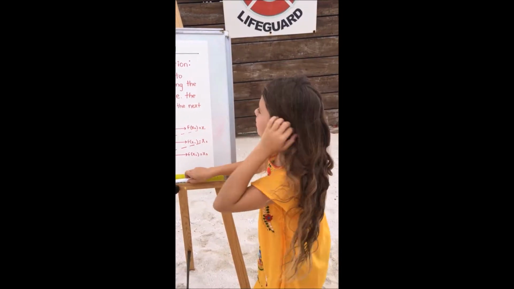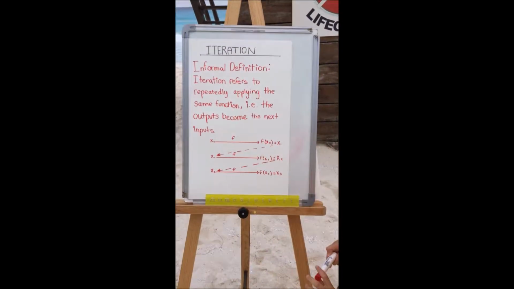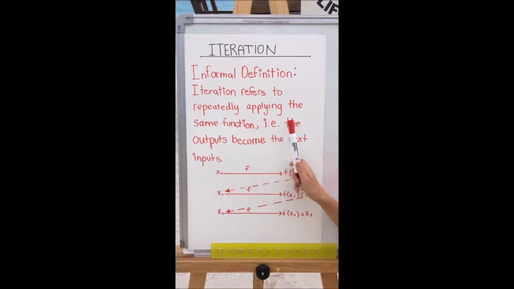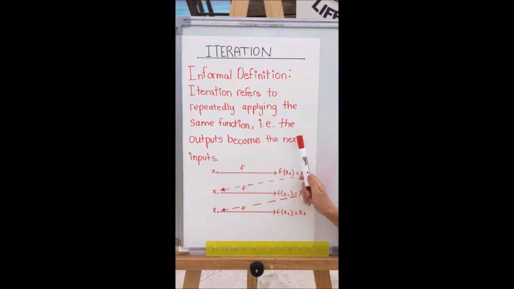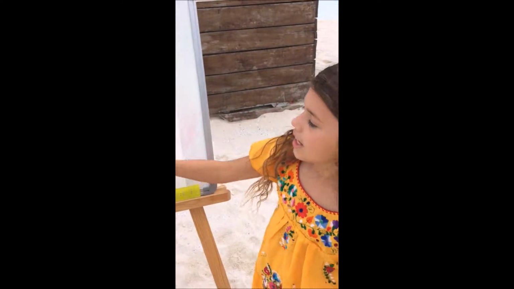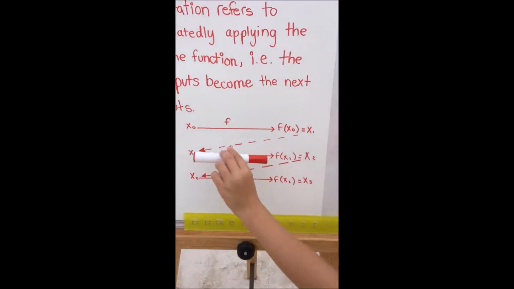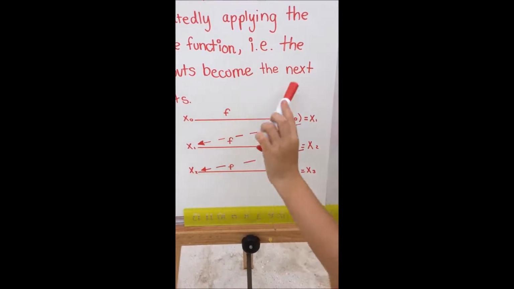Okay, so iteration. The informal definition. Iteration refers to repeatedly applying the same function. In other words, the outputs become the next inputs. So here we start with x0, which is our seed, and then the machine does its work.